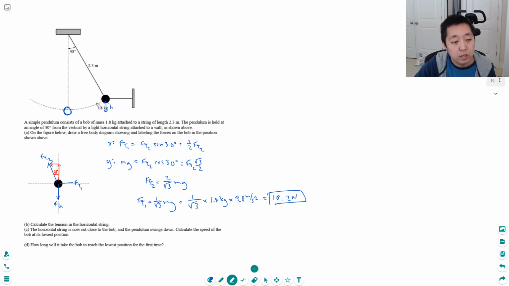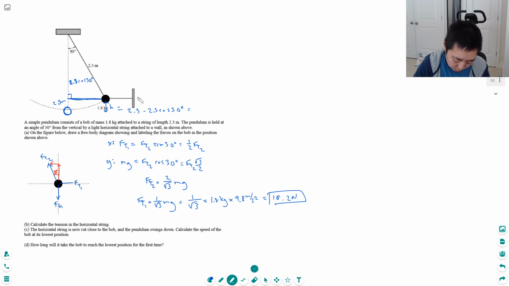If I draw a horizontal line like this, which is the trick you do, I know this whole thing is 2.3 meters. But I know this portion of the triangle here is 2.3 cosine 30 degrees. So this h is really equal to the difference, 2.3 minus 2.3 cosine 30 degrees. I can use my calculator: cosine 30 is root 3 over 2, so 2.3 minus 2.3 times root 3 over 2. That's equal to 0.308 meters.